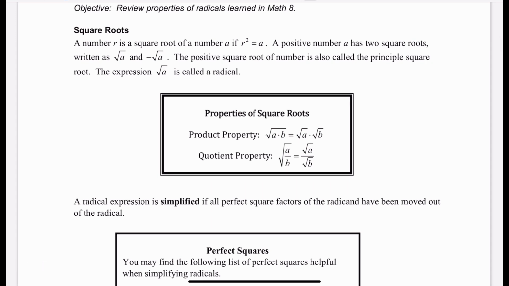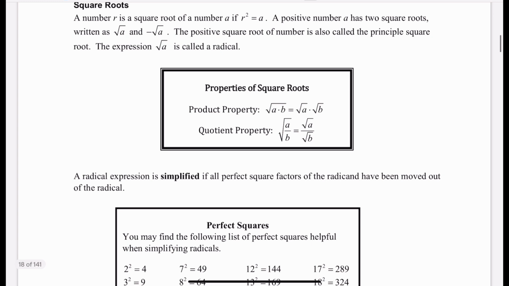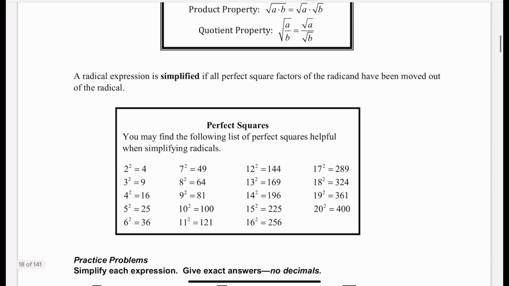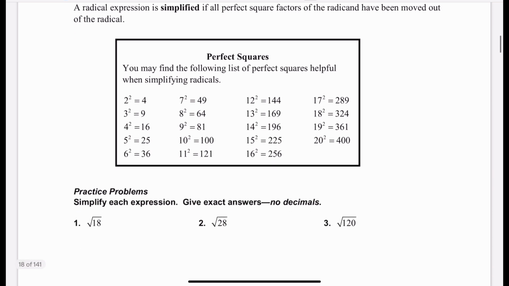We have the product property. The square root of a times b is equal to the square root of a times the square root of b. And the quotient property is the square root of a divided by b equals the square root of a divided by the square root of b. A radical is simplified if all perfect square factors of the radicand have been moved out of the radical.